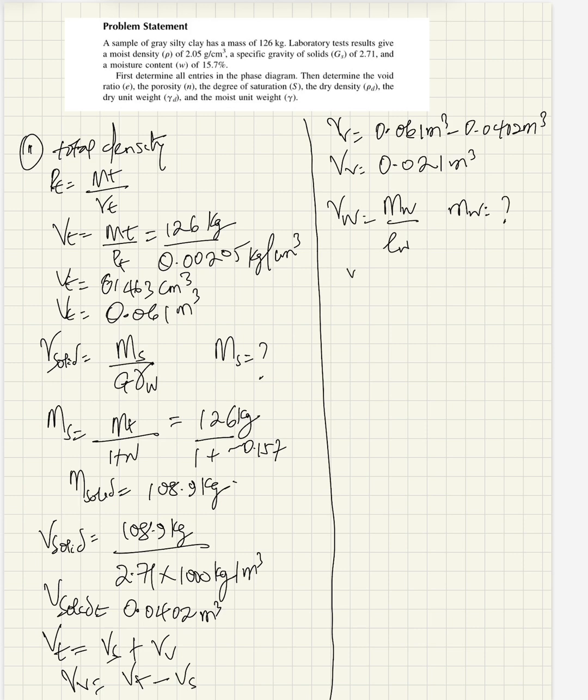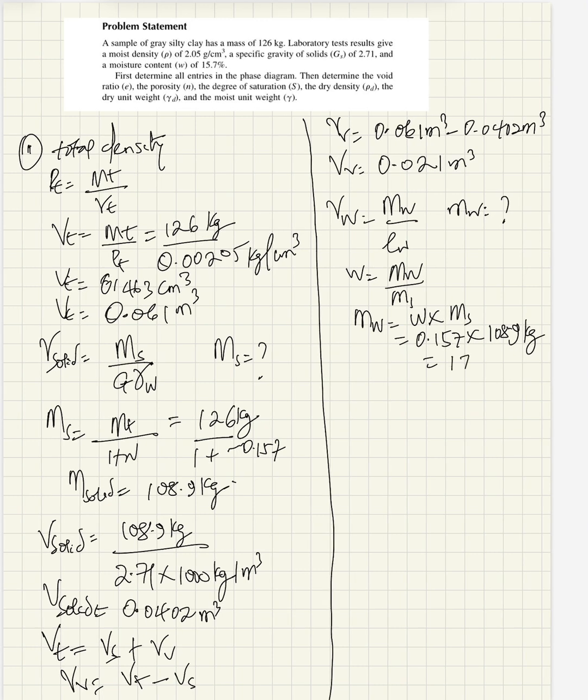So we know that the water content is mass of water over mass of solid, right? So mass of water will be equal to water content times mass of solid. So what is our water content? It's given 1.157 times mass of solid, which is 108.9 kg. So if we do the calculations very well, our mass of water is going to be 17.1 kg. That is the mass of water.